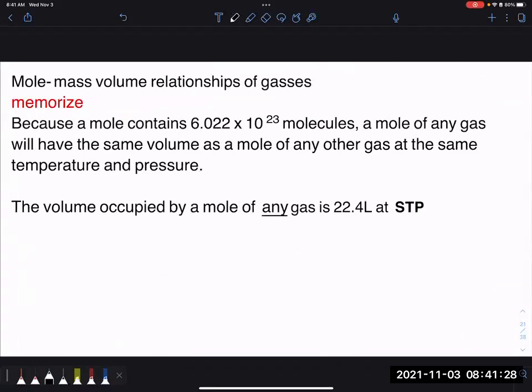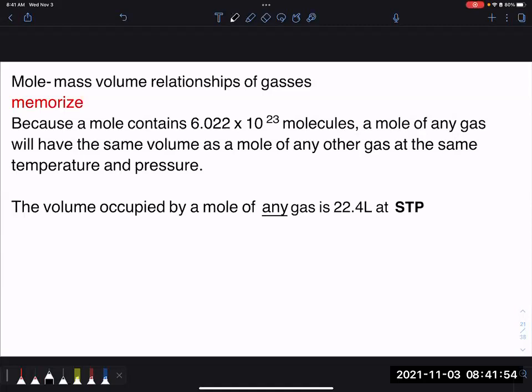So our mole-mass-volume relationship, the mole-mass-volume relationship of gases. This is a very, very useful relationship. Because a mole contains 6.022 times 10 to the 23 molecules, or atoms, or things, a mole of any gas will have the same volume as a mole of any other gas at the same temperature and pressure.